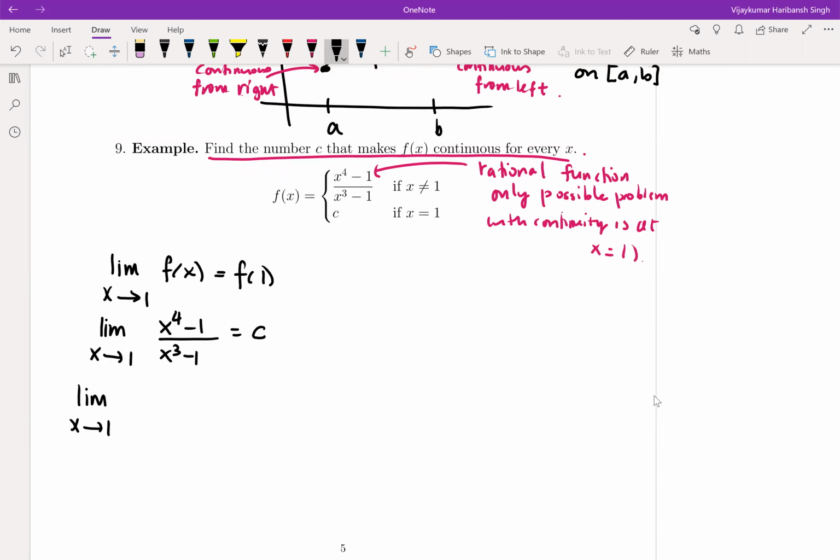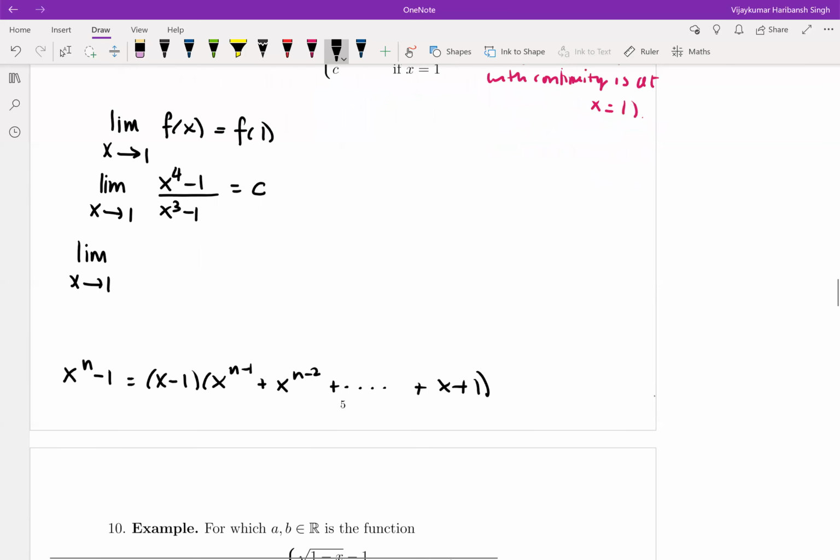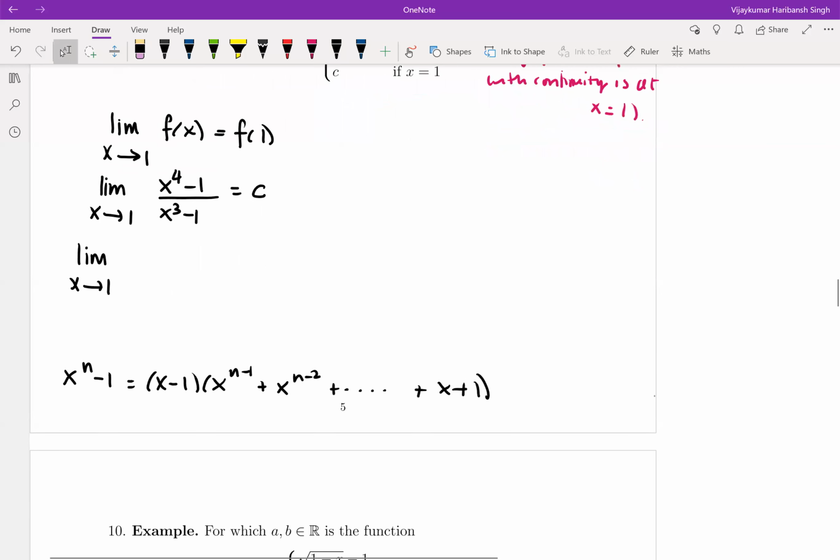So that means there's a factor of x minus 1 hiding there. So we need to expand it or factorize it to get the factor of x minus 1. So for that, notice the following. If you take x to the n minus 1, the formula is x minus 1 times x to the n minus 1, x to the n minus 2, dot, x plus 1. So to see that this is true, you can multiply it out and check. So let's multiply it out and check.